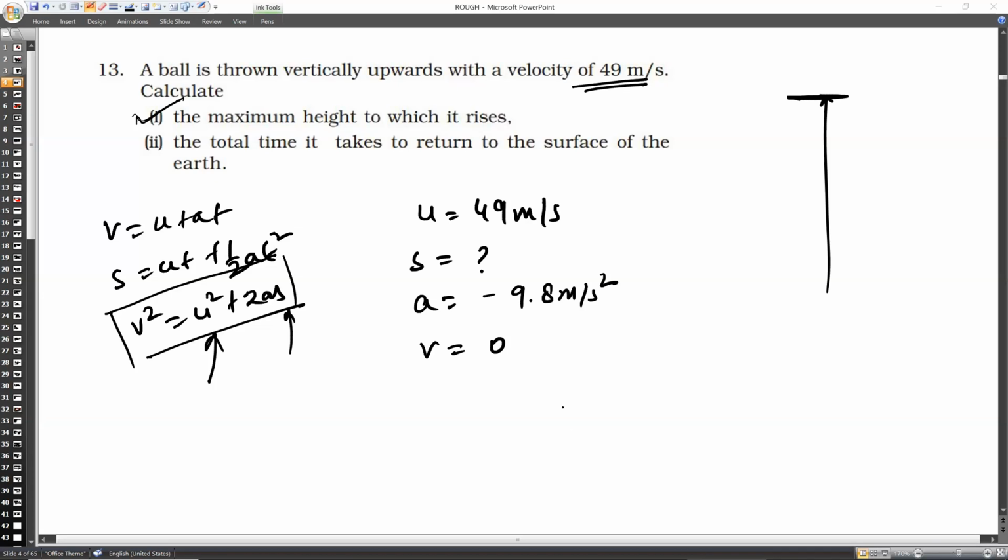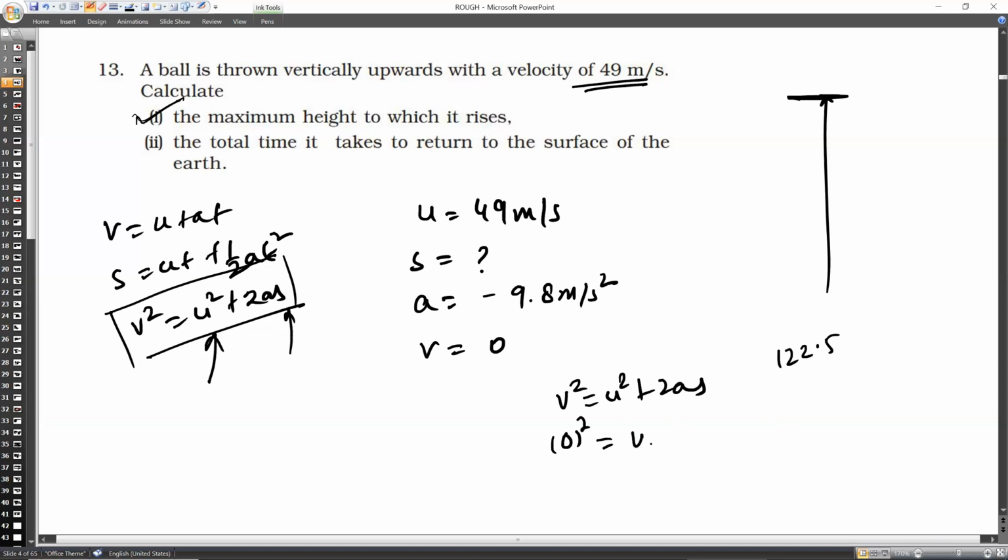So what we are going to have here is V square is equals to U square plus 2AS. So final velocity is 0. Initial velocity is 49, so right here 49 square and 2 into A. So I got the height as 122.5 meter. Okay, that's it.